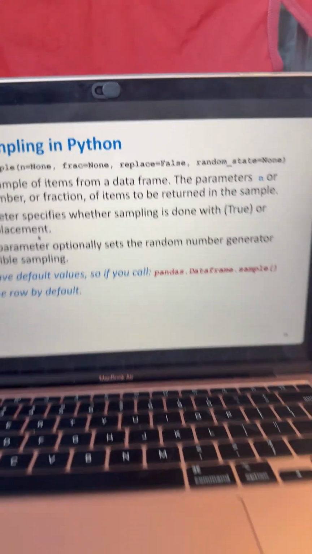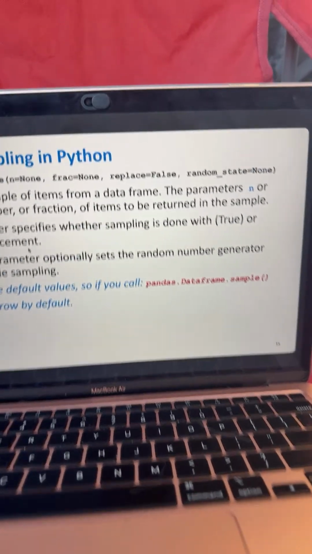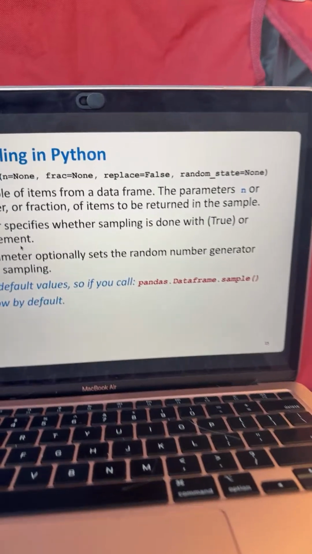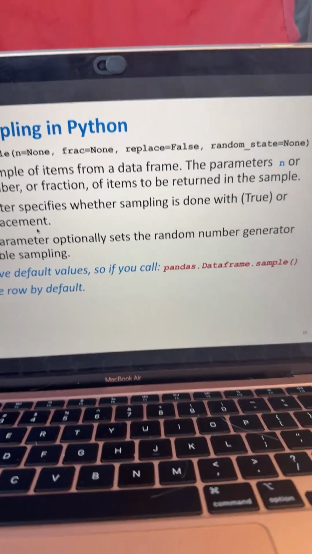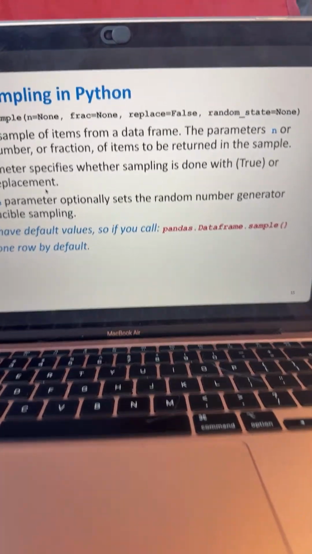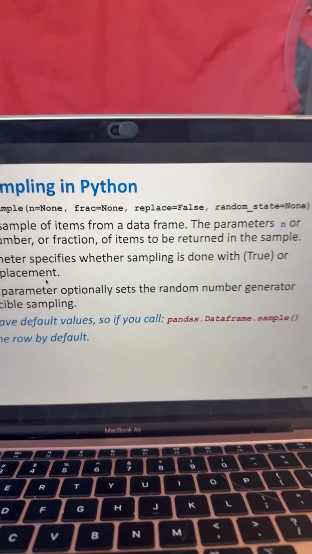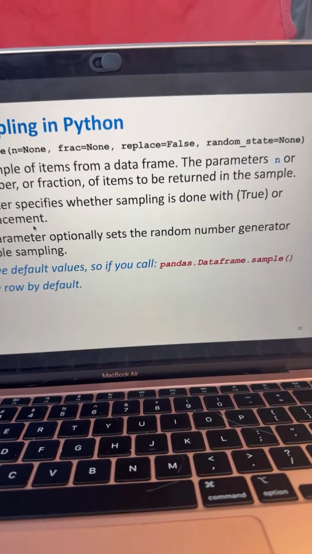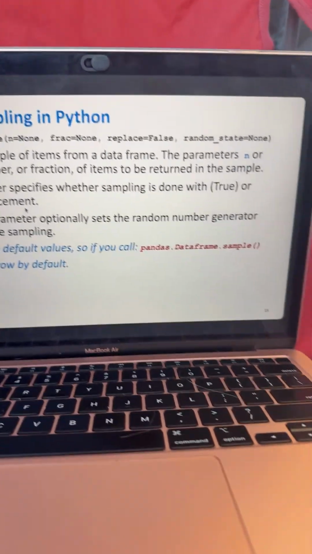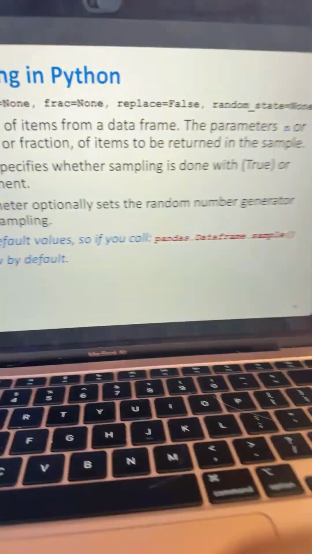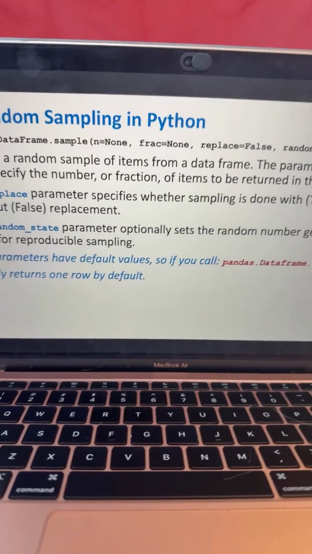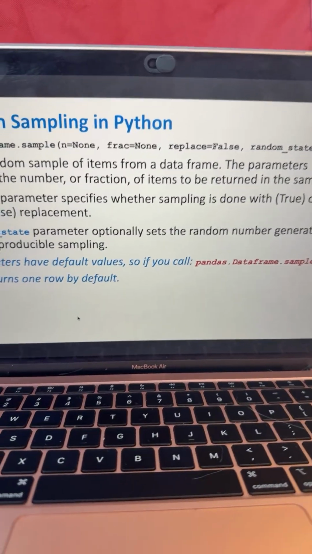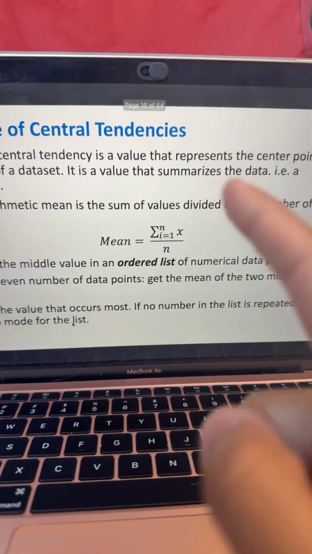And then the random state parameter optionally sets the random number generator seed for reproducible sampling. So it's all None here, and then replace is False. So all parameters have default values. If you call pandas.DataFrame.sample, it only returns one row by default. One row is the default.